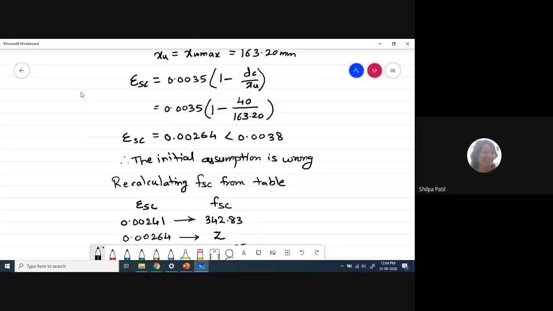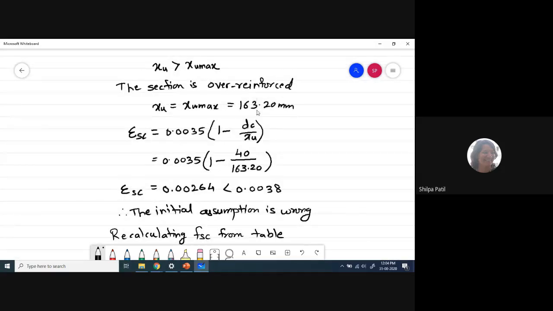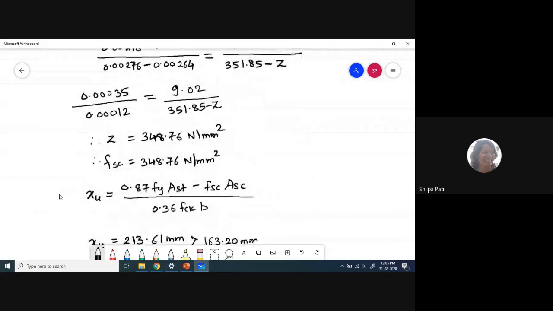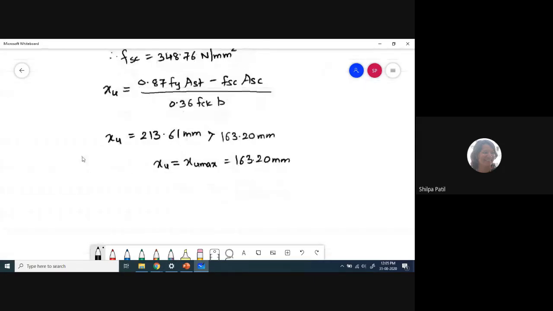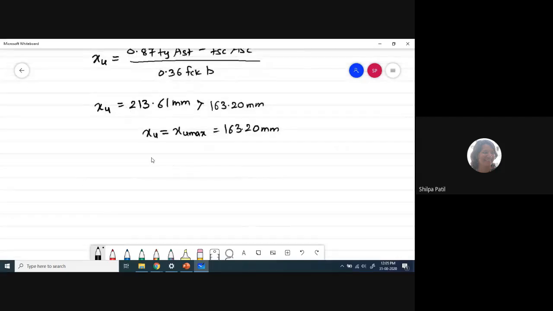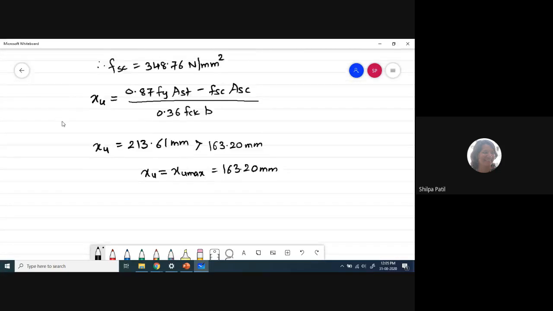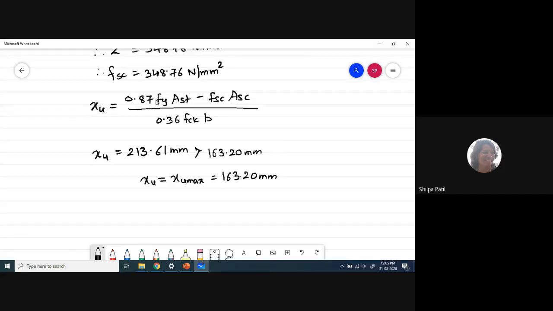For this value only, we have done all these calculations. Here, we have calculated the epsilon SC value for this value only. So the rest of the calculations are correct, and whatever FSC value we have calculated is also correct. So XU is equal to this and FSC equal to 348.76. By using these values, now we can find out MUR.